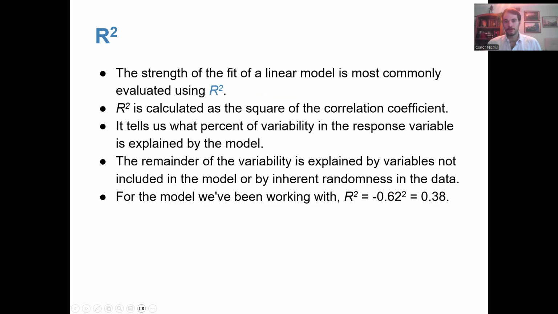But finally, how do we measure the overall strength of the fit? The most common measure is R squared, calculated as the square of the correlation coefficient. It tells us what percent of the variability in the response variable is explained by the model. The remainder is explained by variables not included in the model or by the inherent randomness in the data. For the model we've been working with, R squared equals negative 0.75 squared, which is about 0.56. So that means about 56% of the variability in poverty rates across the states is explained by the high school graduation rate.